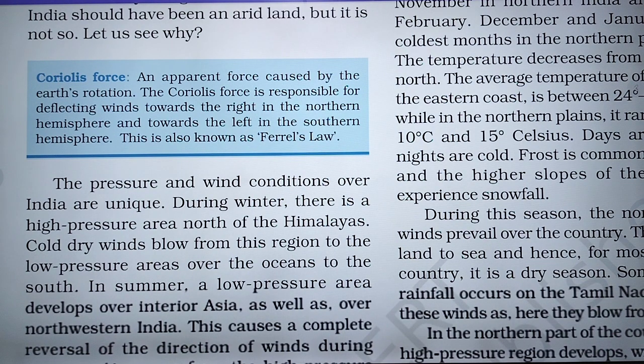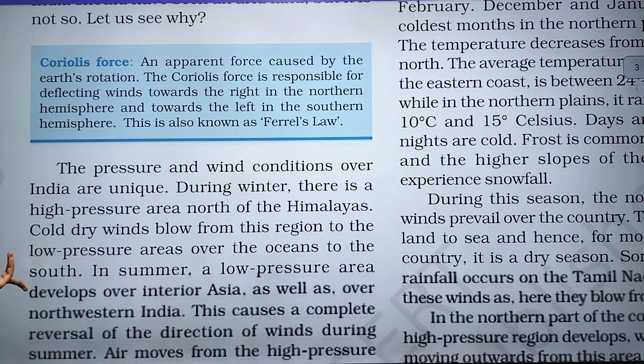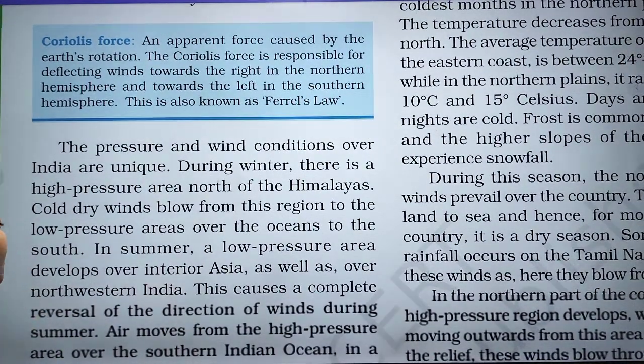Okay, in the south there is the Indian Ocean, in the east there is the Bay of Bengal, and in the west there is the Arabian Sea.